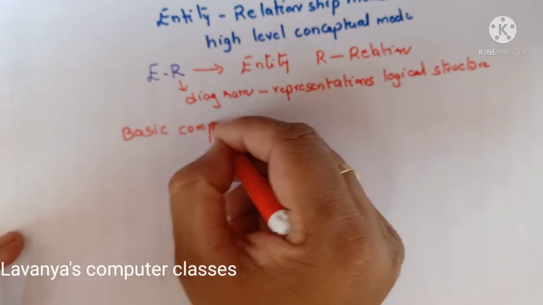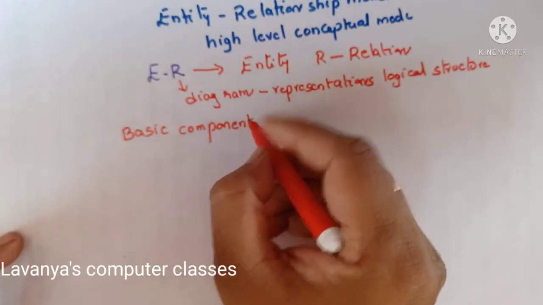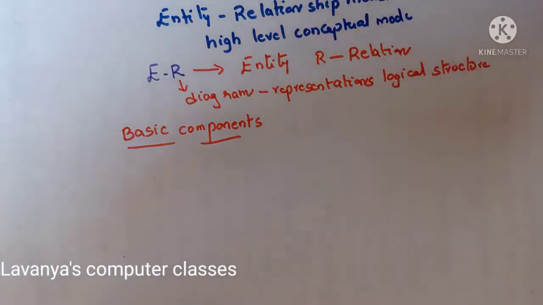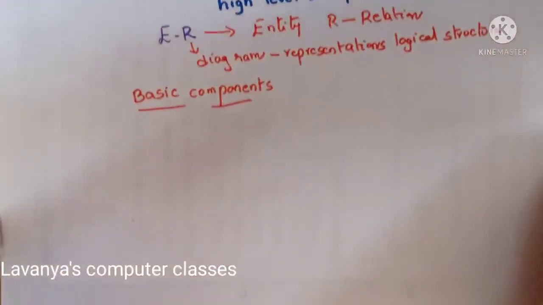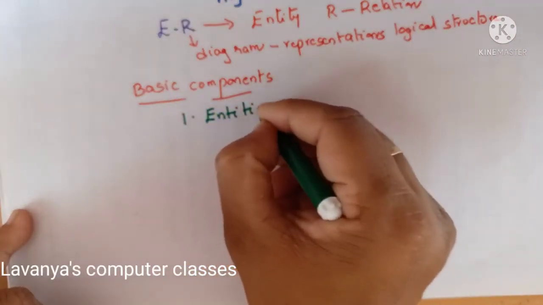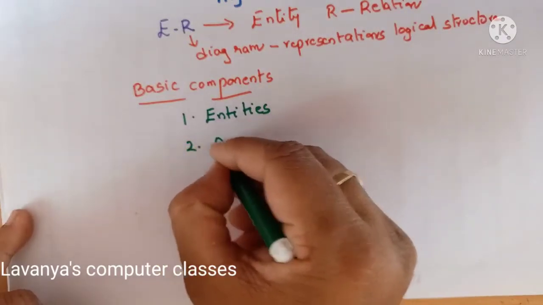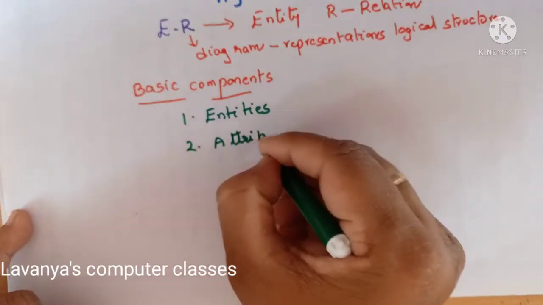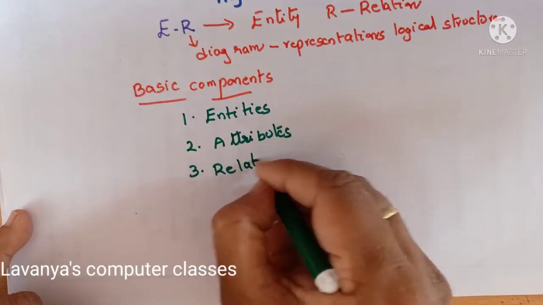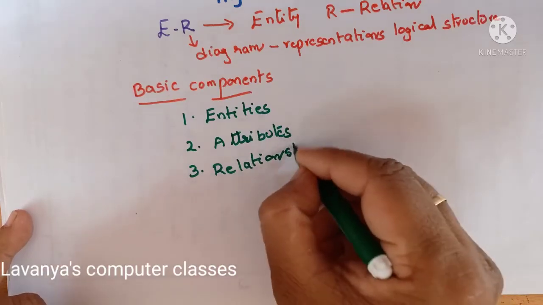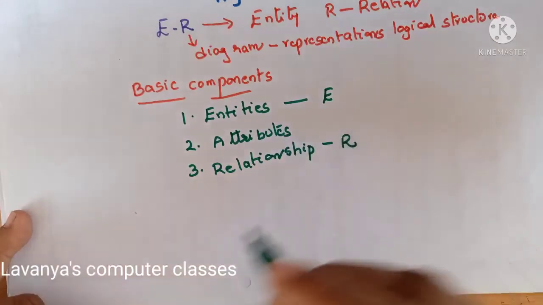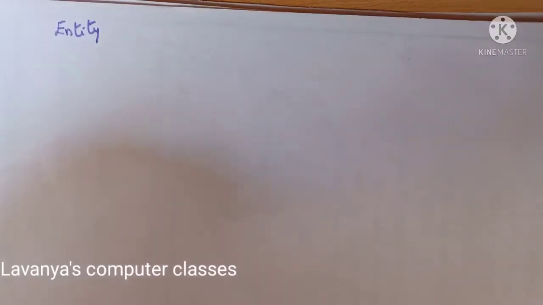Now we'll go to the basic components of ER diagrams, the ER model. Mostly three basic components are there. One is entities. Second is attributes. Third is relationship. Entities, attributes, relationship: these three are called the basic components of ER diagrams. E for entity and R for relationship, that is what is called an ER diagram.